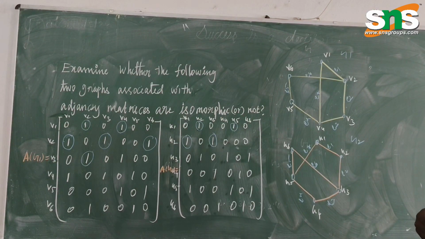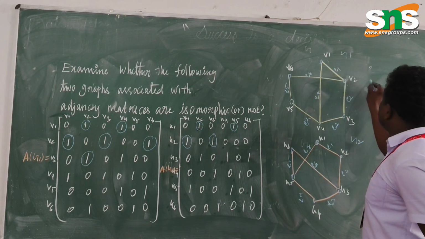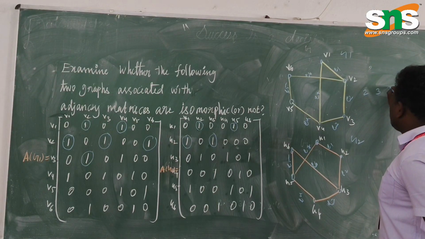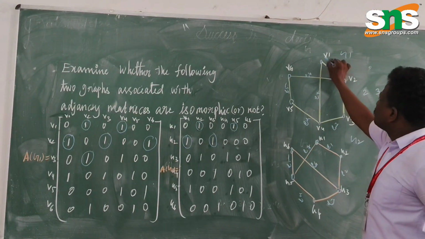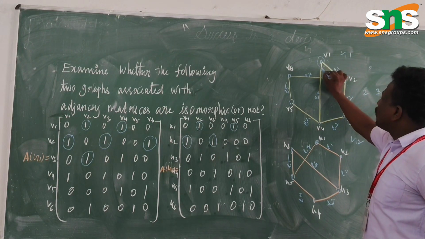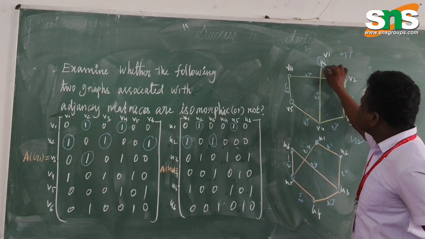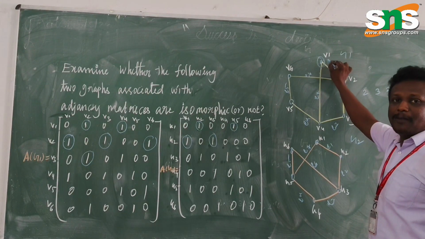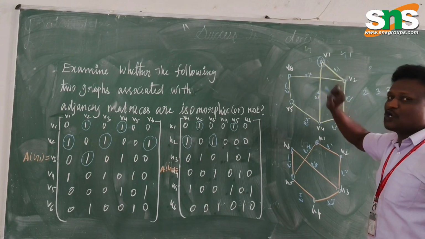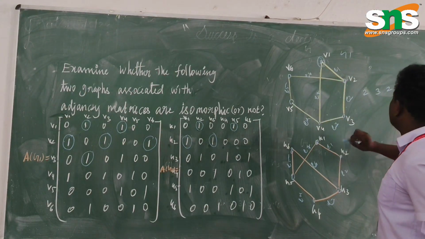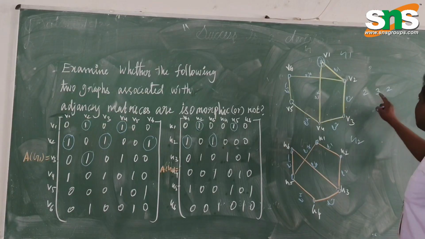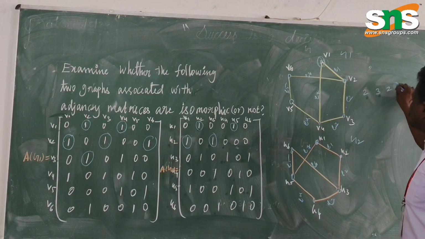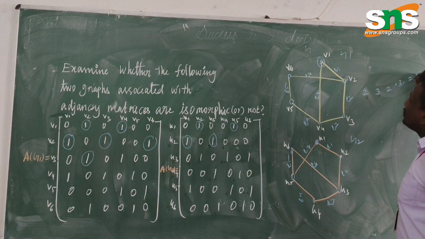Let me check the third condition: whether both graphs have the same degrees or not. Degree is nothing but, to calculate the degree for V1, we check how many edges are incident with this vertex. There are 2 edges incident with V1. The number of edges incident with a vertex is called the degree of that vertex. So it is 2. In the same way, we can calculate all the other vertices: 2, 3, 2, 3, 2, 2.